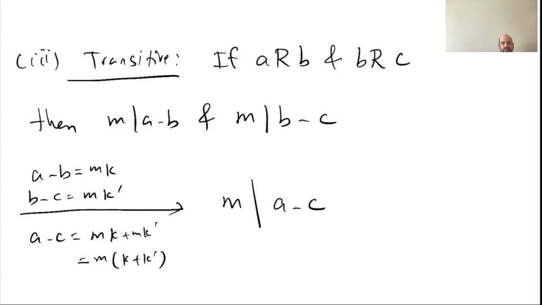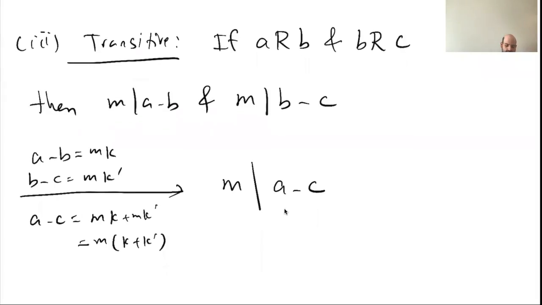If M divides A minus B and M divides B minus C, then M divides A minus C according to this reasoning. A minus B equals MK, B minus C equals MK prime. If I add these two equations, I get A minus C equals M times K plus K prime. Therefore, M will divide A minus C. And this means that A R C.